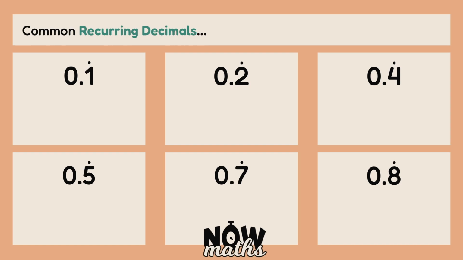So 0.1 recurring is equivalent to 1/9. 0.2 recurring is 2/9. 0.4 recurring is 4/9. 0.5 recurring is 5/9. 0.7 recurring is 7/9, and 0.8 recurring is 8/9. We're going to start off by showing how to prove results just like this.